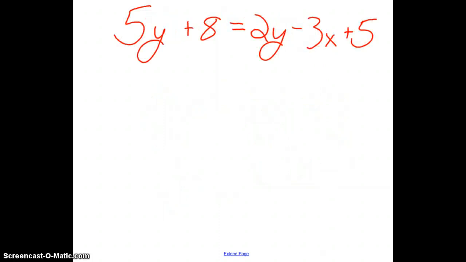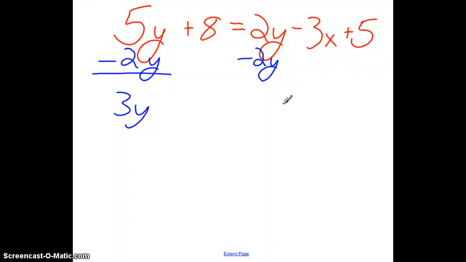All right, this one here, you've got a y over here and a y over here. So before I even start solving, I want to make sure I can combine my like terms. And in order to combine my like terms, you can move either one of them. But I would prefer to move the 2y because I won't have a negative number. So -2y, -2y, 3y plus 8 equals, these cancel, -3x plus 5.